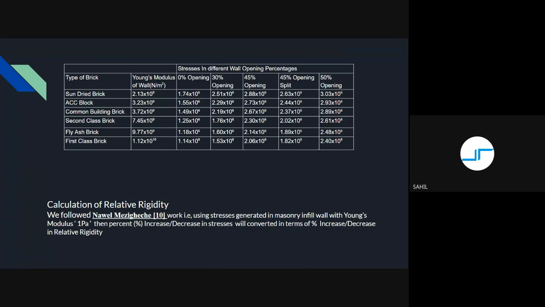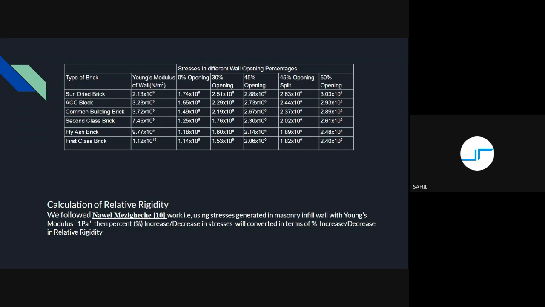So here are all the stresses that we attain in our analysis for six types of brick and the different opening percentages. As you can see, for 0% opening wall, the sun-dried bricks have 1.74 megapascal stresses, whereas the first class bricks have 1.14 megapascal stresses. That is, first class brick has less stress generated when compared to sun-dried bricks, which in turn results in more rigidity of the structure.